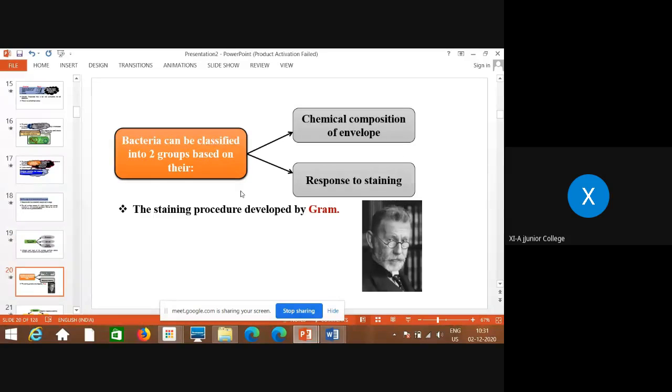Now, a few more points I want to add. Bacteria can be classified into two groups based on the chemical composition of the envelope and response to staining. Just now I told you the envelope is the outermost layer which contains three layers. Now, this envelope shows a specific type of chemical composition. So depending on the chemical composition of the envelope and response to staining, these are known as gram positive and gram negative. That staining procedure was developed by the scientist Gram, so the name has come like this.